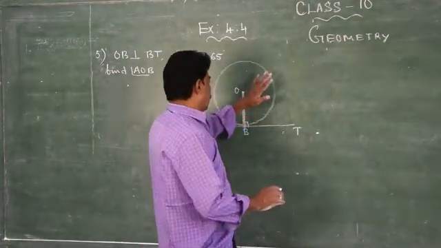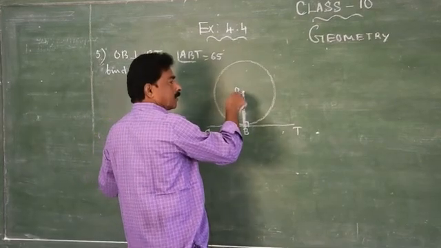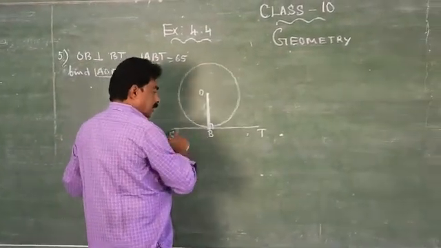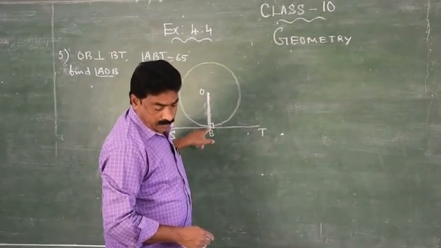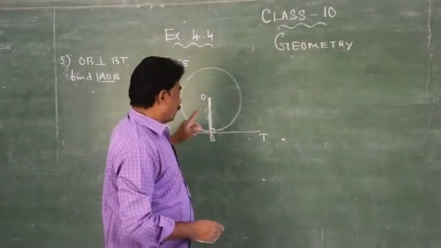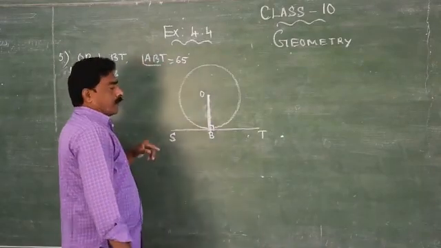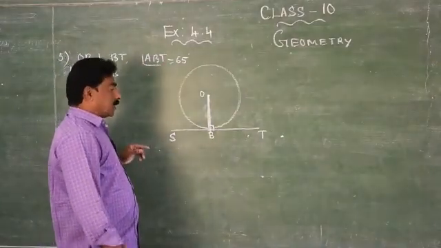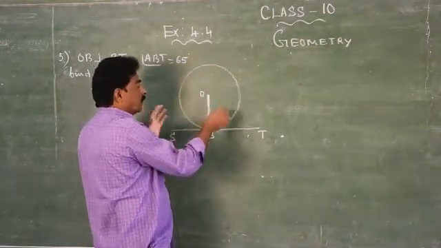So look at the diagram. O is the center of the circle, and ST is a tangent, and it touches the circle at B. Now what else is given? Angle ABT is 65. A you can take anywhere, but it should be 65.